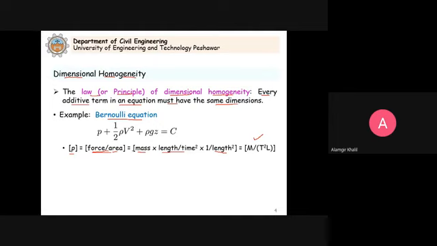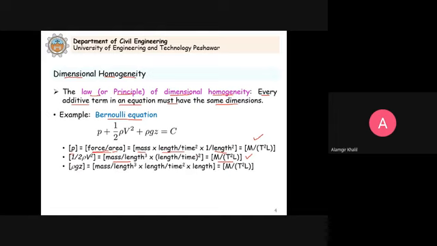So you can see here these are the dimensions. If we consider the second term, we have the density, which is the mass density. It is mass per unit volume, and volume is length into length into length, so mass divided by length cube. And we have velocity square. Velocity is meter per second, length by time. You take the square. When you simplify this, you get these dimensions, same as the above.